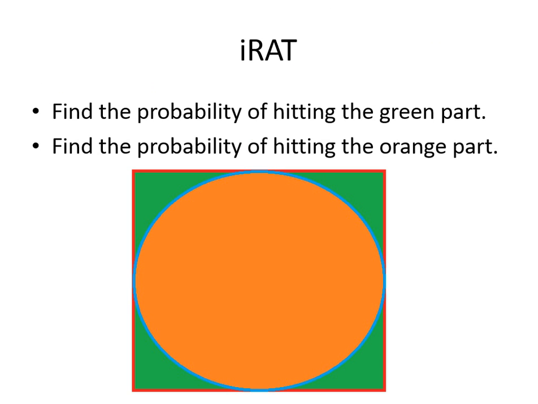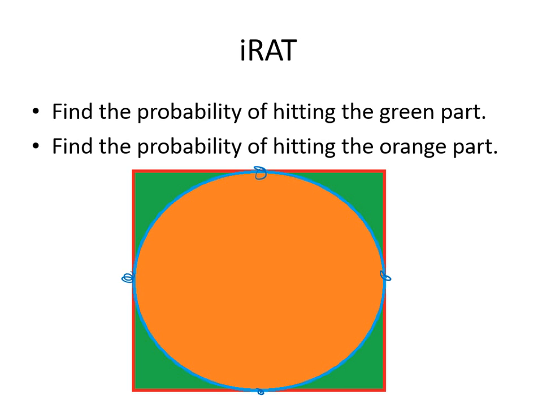Okay, your IRAT. Now this is a little tricky, so I'm going to try to give you a hint. Find the probability of hitting the green part, find the probability of hitting the orange part. Now what we have here is a square with a circle inside of it. The circle touches the square at 4 points. And as you see, there's no unit of measurement. There's no side length or anything. There's a reason for that, because we're talking theoretically. So it's on purpose that there is no length.